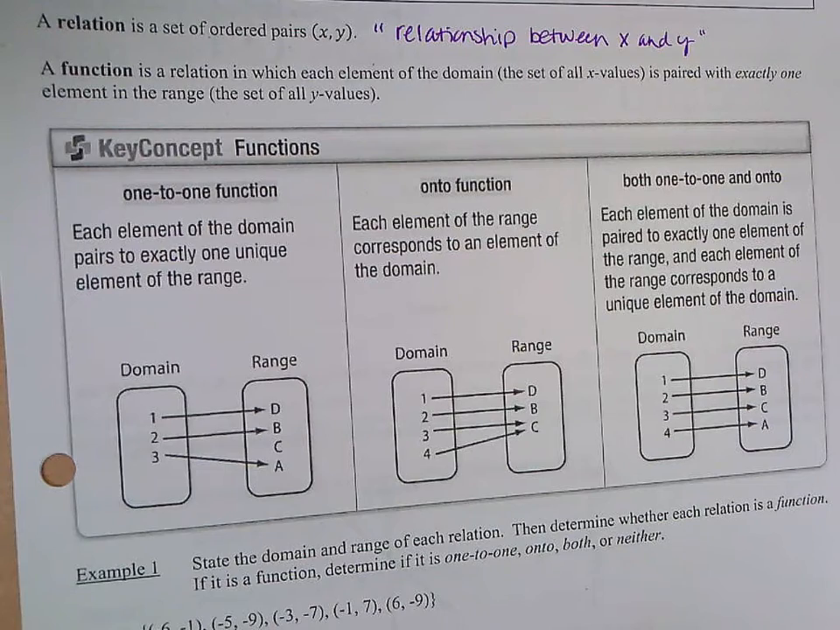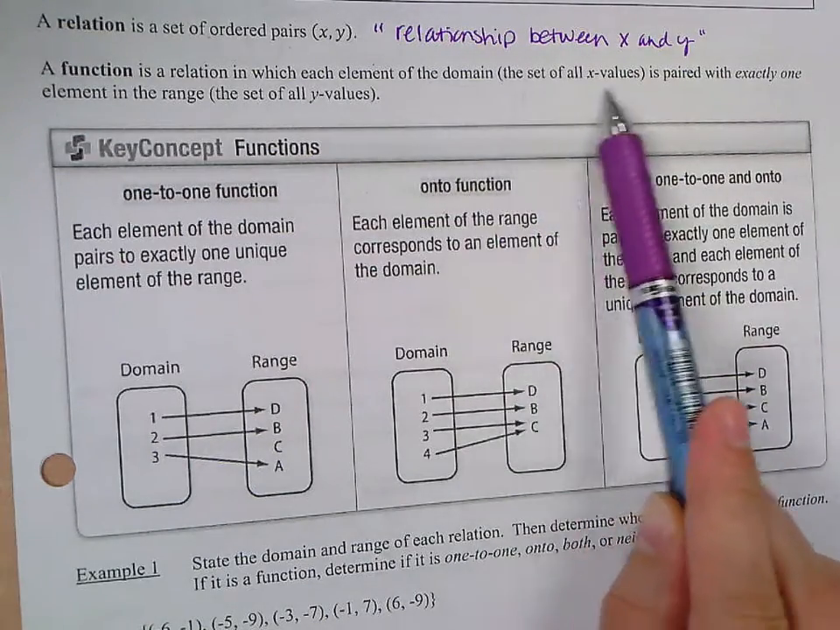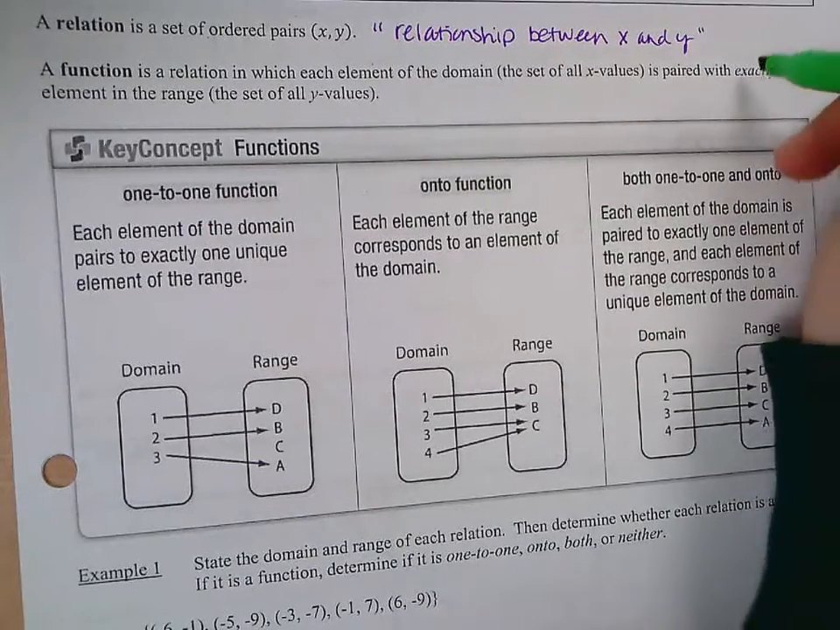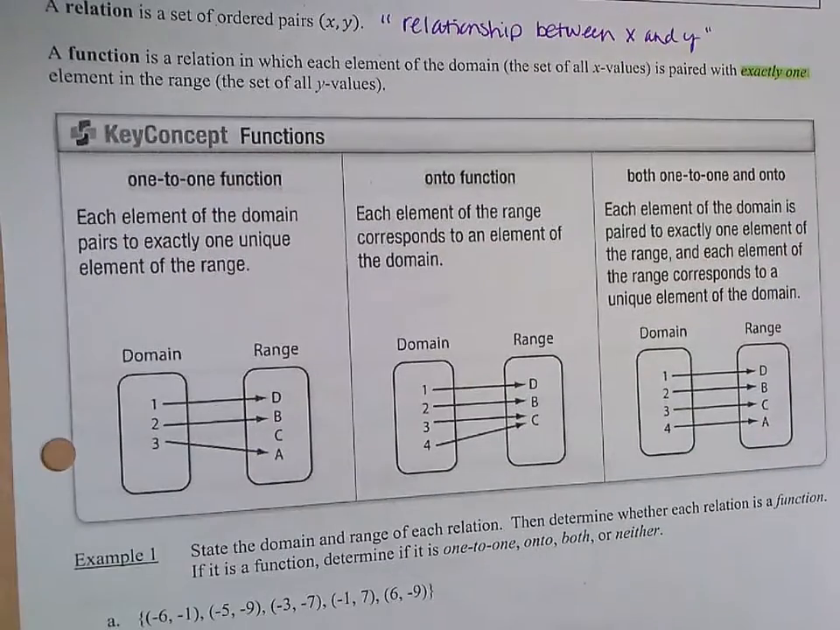Okay, so then a function is a specific type of relation. So a function is a relation in which each element of the domain, and the domain is the set of all of the x values, is paired with exactly one element in the range, the set of all y values. So the key there is where it says exactly one. I know it's italicized. But in a function, you cannot have an x value paired with more than one y value. If that happens, then it's not a function. It's still a relation, but it's not a function.